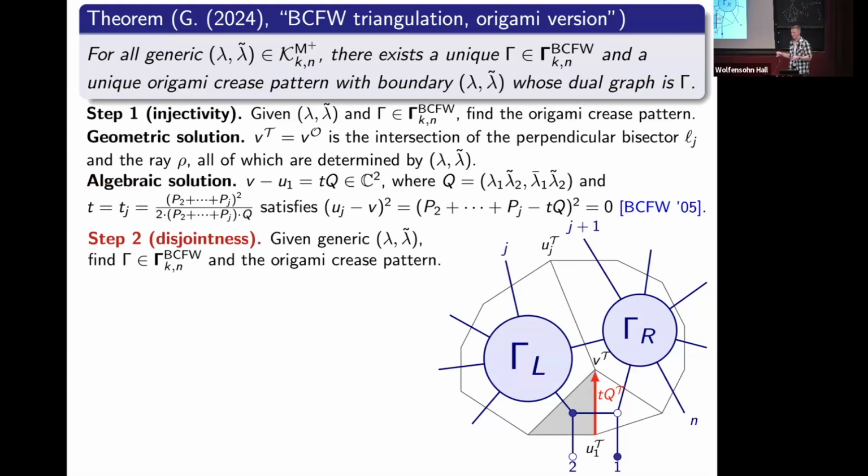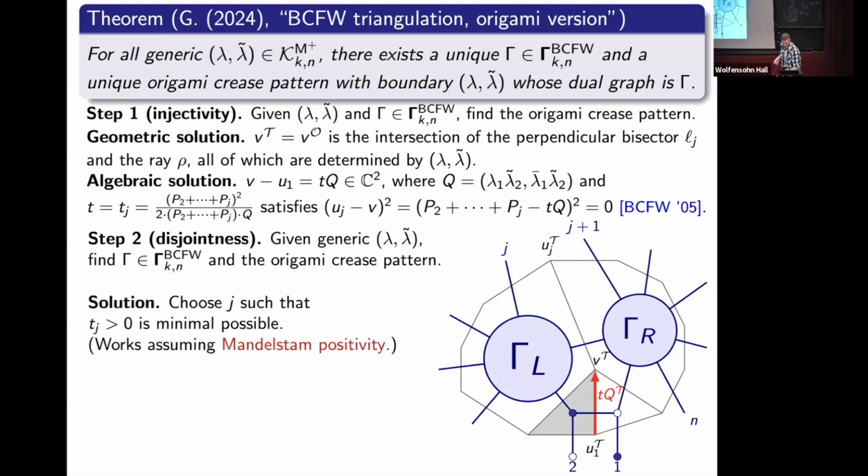So how do I recover gamma? By just looking at the boundary data. And what turns out to work is that you try to split it in all possible ways. So for each index j, you compute this quantity, which tells you how far you want to go along this ray. The ray itself is fixed by lambda tilde. And then you choose the closest point to the boundary. You choose the minimal possible positive value that this quantity can have. And this only works assuming Mandelstam positivity.